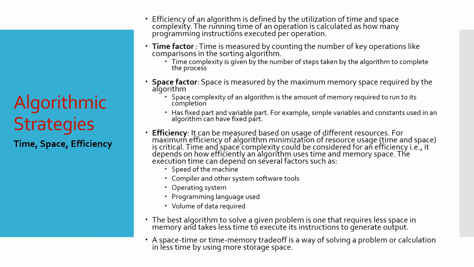In summary, a best algorithm to solve a given problem is the one that requires less space in memory and takes less time to execute its instructions to generate an output. And a space-time or time-memory trade-off is a way of solving a problem or calculation in less time by using more storage space as well. So these are definitions you see in your book, but the main point is that the best algorithm always requires less space in memory and less time to execute.